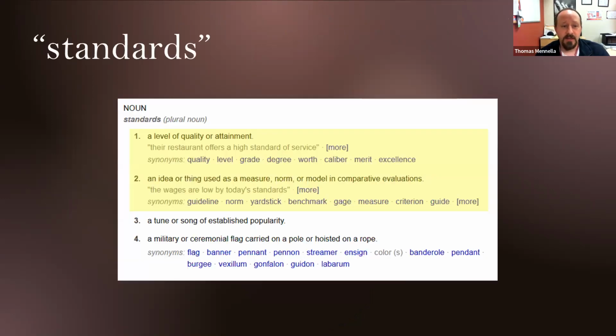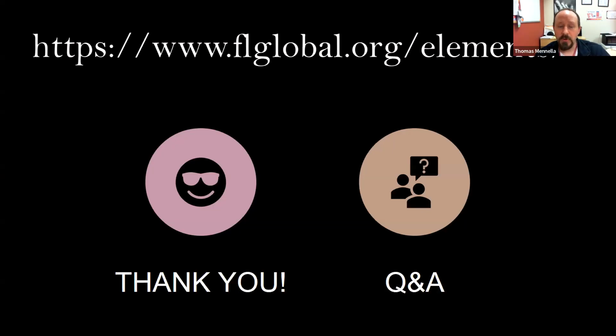So again, a standard is defined as a level of quality or attainment, an idea or thing used to measure, normalize, or model in comparison evaluations. Well, the thing that we can use to measure against, normalize, and model are these GFUL elements, these standards for best practices. And if we can do that, that high level of quality and attainment, that's all of us. That's every flipped instructor. And that's the standard that we're trying to meet. So that's our pitch for the GFUL elements.